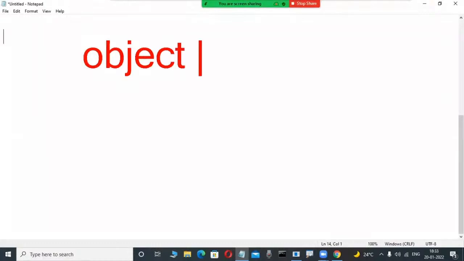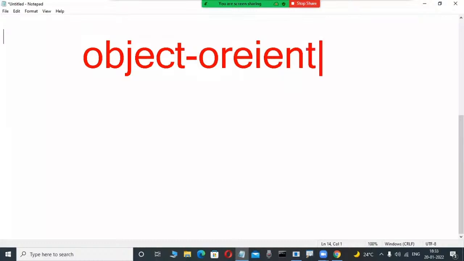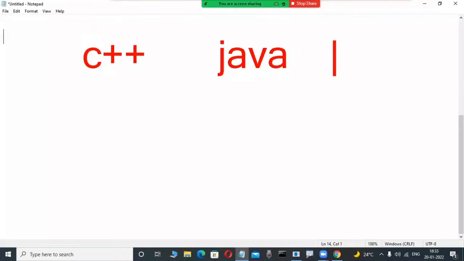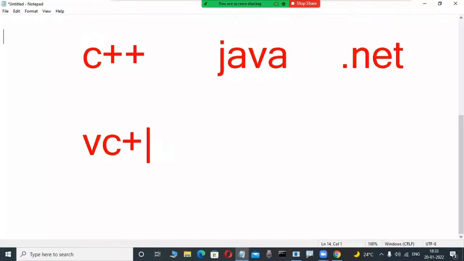Suppose there are so many object-oriented languages. A little bit of technical knowledge is there. Object-oriented languages exist worldwide. Maybe so many fellows have an idea. What are the object-oriented languages worldwide? C++ is an object-oriented language. Java is a popular object-oriented language. C# .NET is an object-oriented language. VC++ is an object-oriented language. That's why there are so many object-oriented languages.